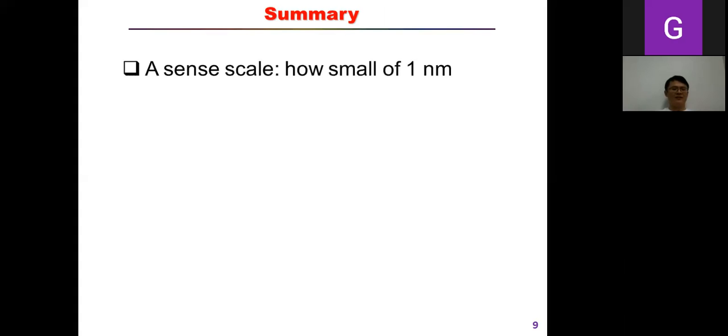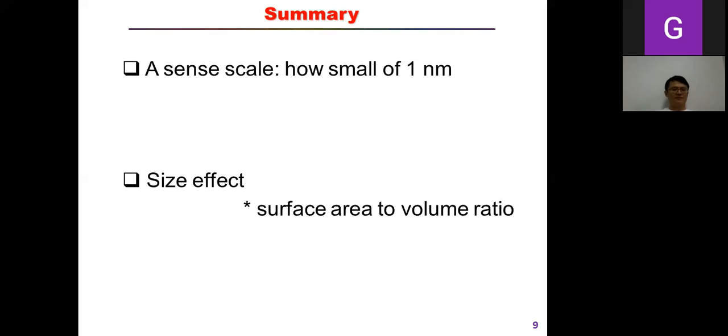So to summarize, through this video, we have got to know a sense of scale and the size effect of nanoparticles, such as their large surface to volume ratio and their size-dependent energy levels, or what we call band gaps.